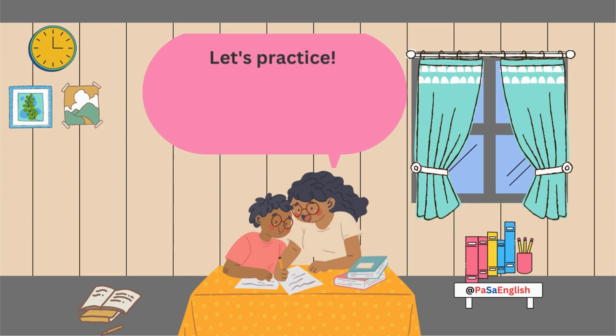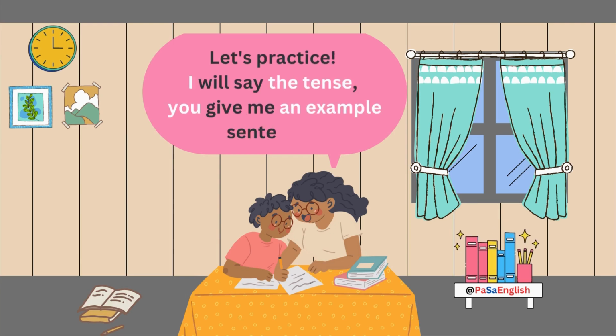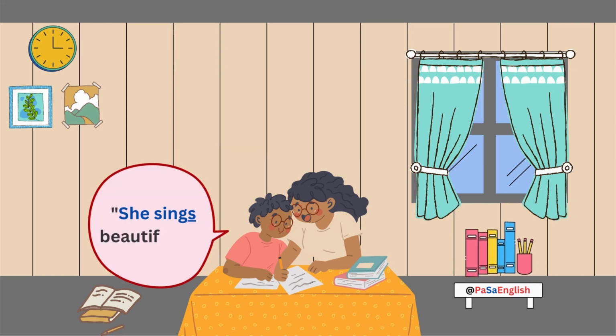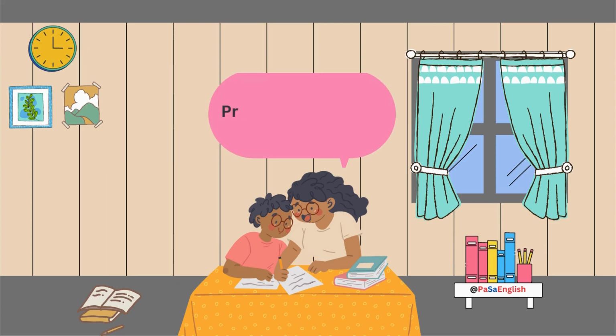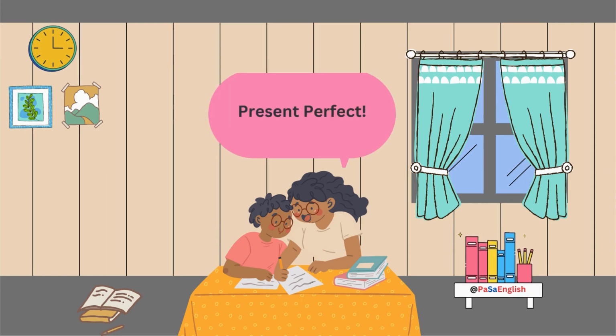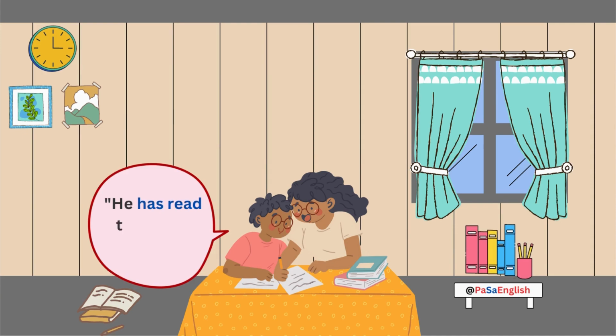Let's practice. I will say the tense. You give me an example sentence. Ready? Go. Present simple. She sings beautifully. Present continuous. They are singing the Wheels on the Bus song. Present perfect. He has read that book already.